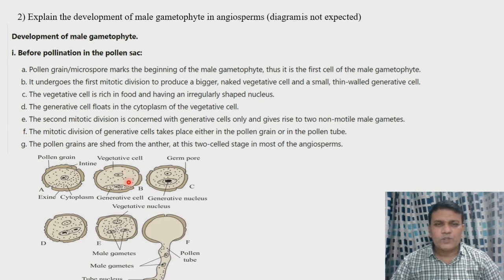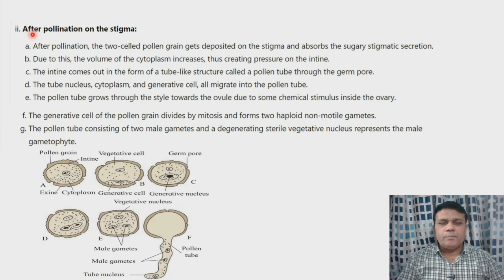So at this two-cell stage, the pollen grains are released from the anther and they are deposited on the surface of the stigma, where the further development of this pollen grain occurs. Then the second step of the development of the male gametophyte is after pollination, and it occurs on the surface of the stigma. For this second step, 1.5 marks are given.